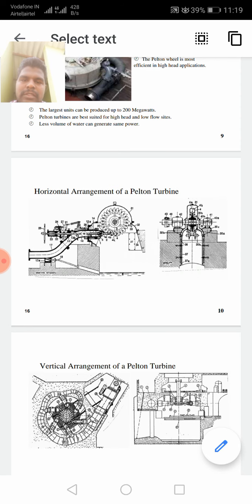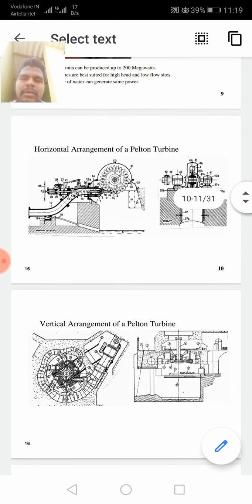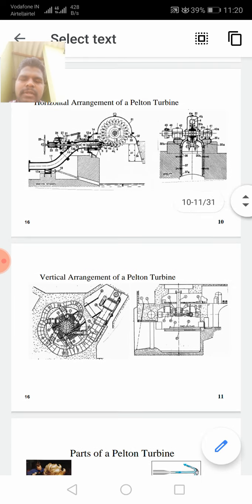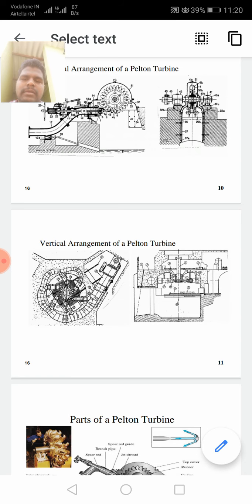Next one, horizontal arrangement of Pelton turbine. Based on the direction, we can classify it into two types. First one, horizontal arrangement of Pelton turbine, and second one, vertical arrangement of Pelton turbine. There is a difference between these two. In the horizontal arrangement, we fix the turbine in the horizontal direction. In the vertical arrangement, we fix the turbine in the vertical direction.